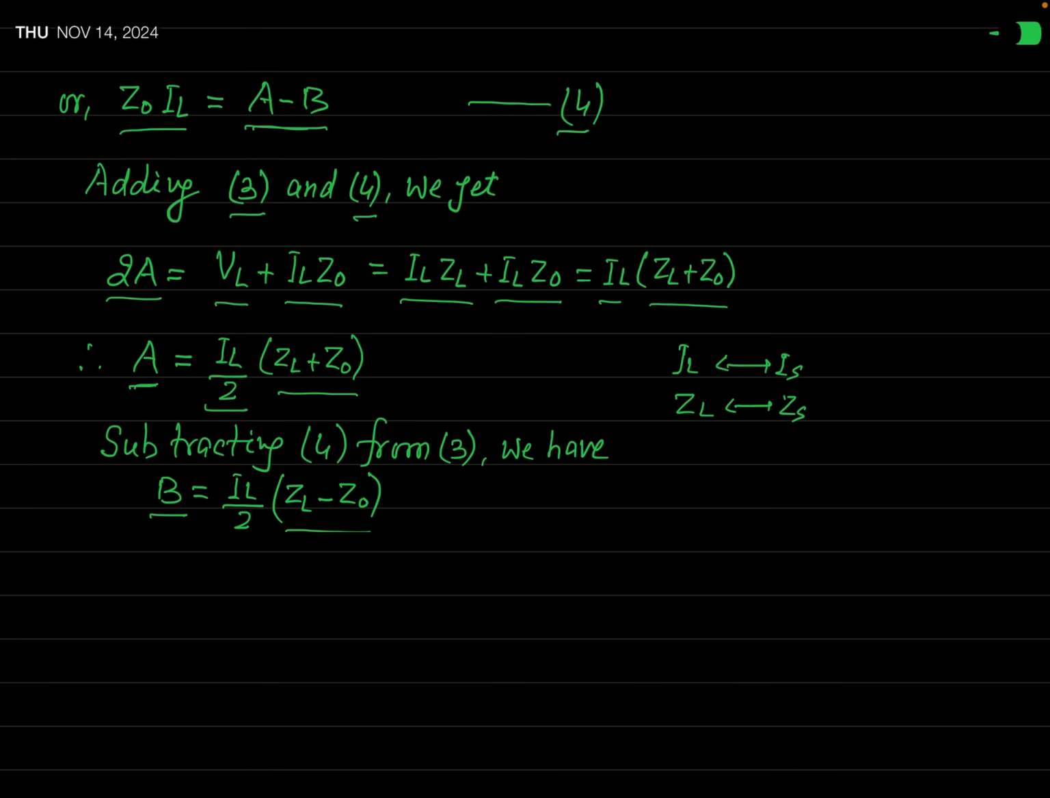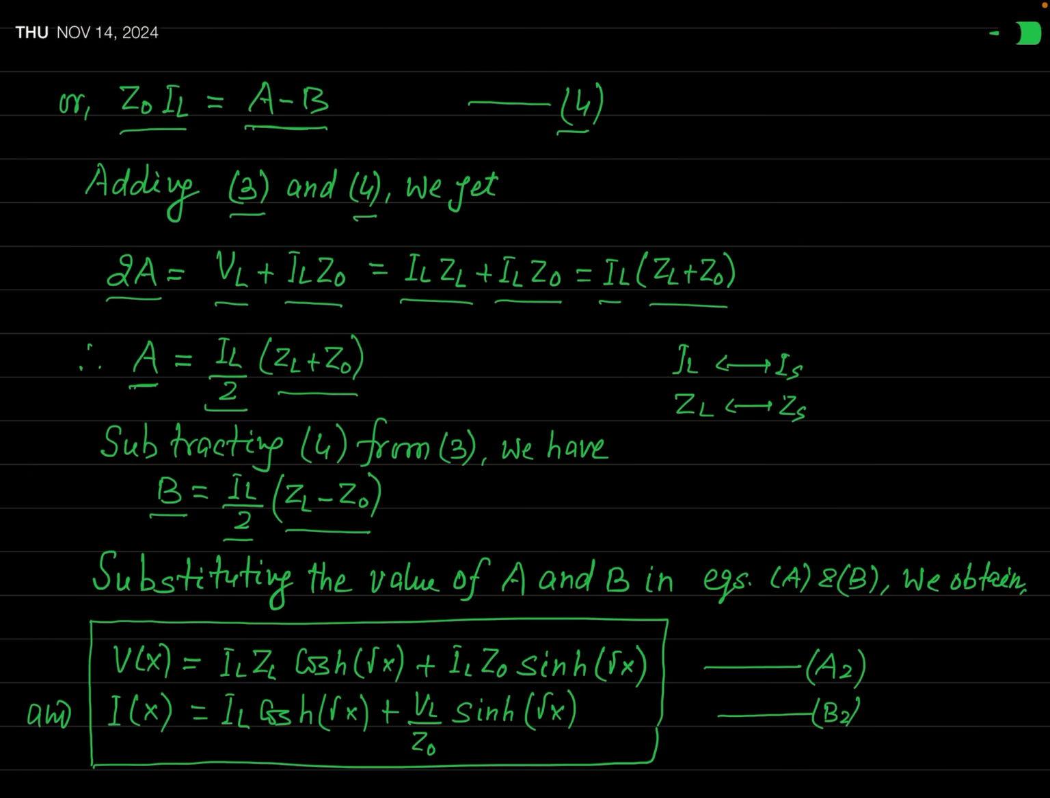As we have made the same calculation earlier, I have not done the algebra, you can do it. When you do that algebra, you will see that V of x will be equal to IL times ZL cosh(gamma x) plus IL times Z naught sinh(gamma x).